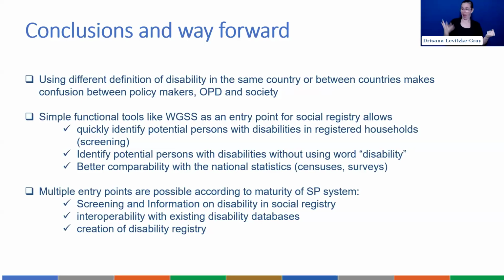Second point is we are trying to use inside of our project the Washington Group set of questions as an entry point for the social registry in order to identify potential persons with disability. As Alexandre said, it's more like a screening procedure. It's not replacing the individual assessment, but it can sometimes be more important because the set of questions doesn't use the word disability, and when the person is registering the data about the beneficiary in the social registry, they cannot impose their own judgment. I will stop here, and I'm ready to answer different questions. Thank you very much.